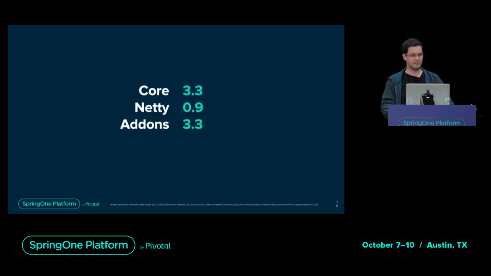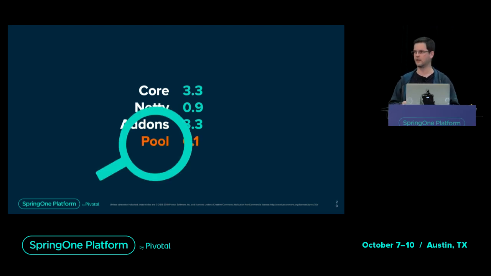It's made up of reactor core 3.3 generation, Netty 0.9, reactor add-ons 3.3 as well. Add-ons is for these extra operators that we don't think are that mainstream, or maybe for beta operators. And there is also a new addition to the family with reactor-pool 0.1, and we'll look at that at the end of this talk.